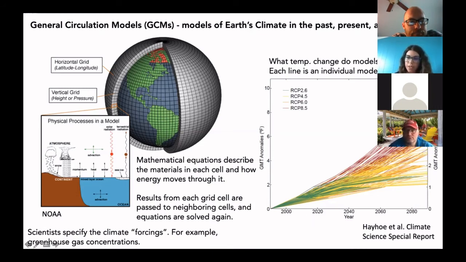So what you see over here is each of these lines represents a different simulation. So what temperature change do models simulate? The red are the RCP 8.5s, the yellow are the RCP 4.5s, and then you have some scenarios in between that. So you can see we have global mean temperature anomalies. There's difference, but on the whole, the red lines are higher. The yellow lines are lower. So there's a range of variability predicted by these models.